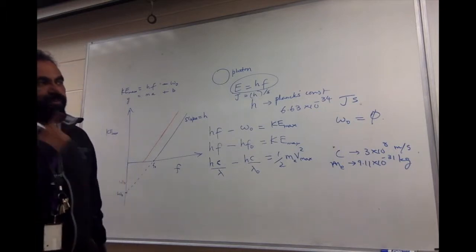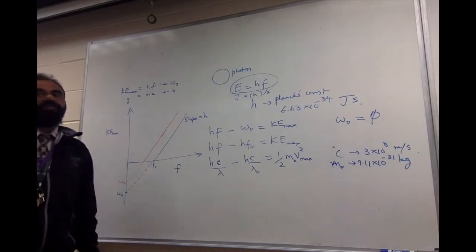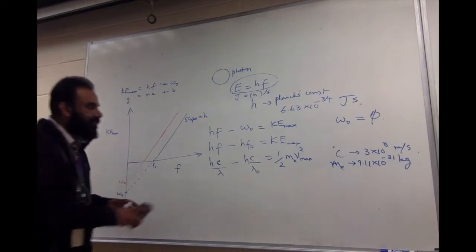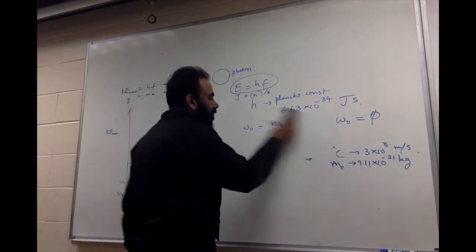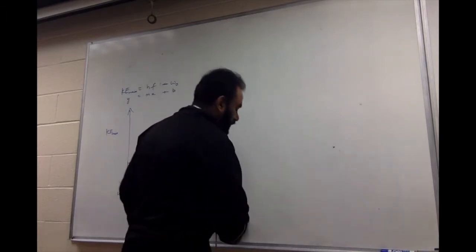That's exactly what we do. How do you measure the kinetic energy maximum of the emitted electrons? We try to stop them. And how do you stop electrons emitted?